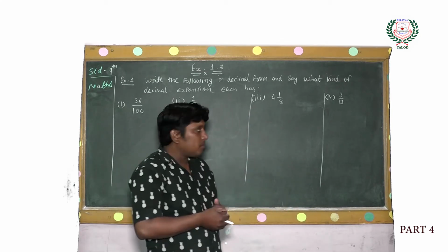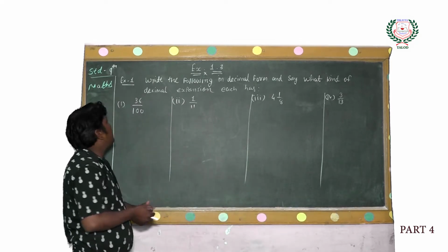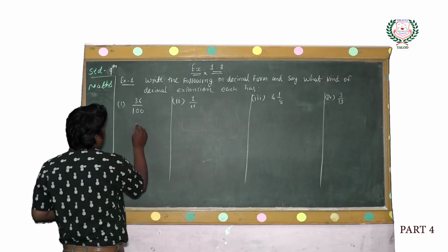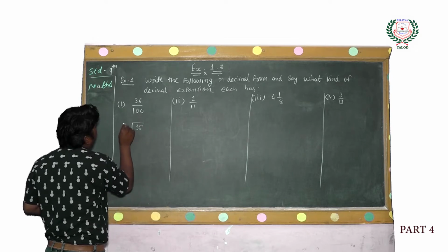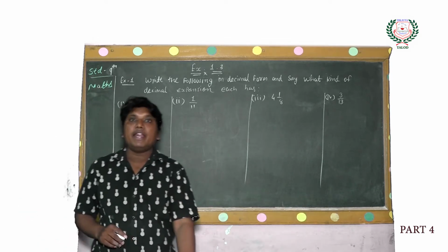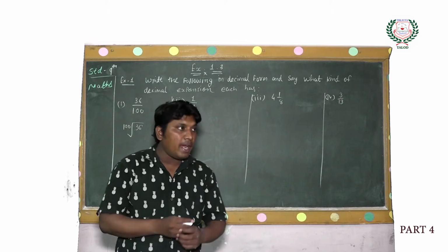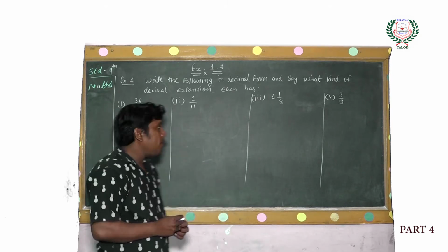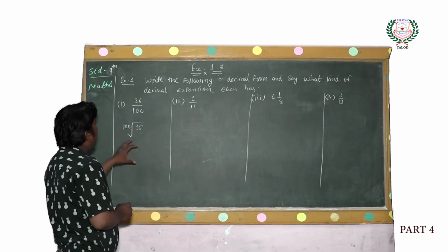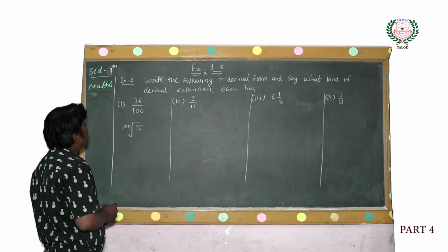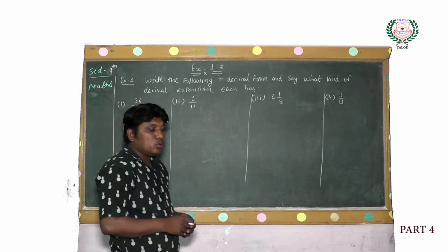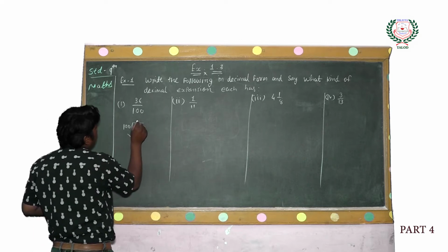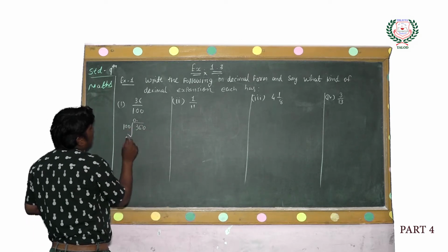You know that. And now we are going to start our first sum by division method. First, 36 divided by 100. So you have to divide it. How can you divide? Without division you can also write the decimal point. In standard 6 you learned it. You can also write the 0 and put here a point. So 0 point.